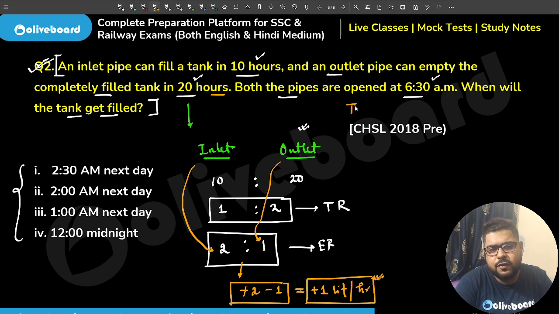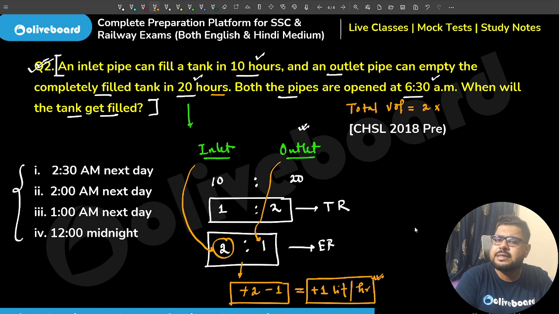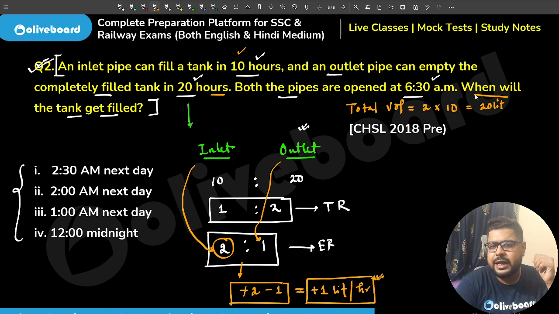What is the total volume over here? Total volume of the tank. Total volume of the tank will be, sir, if I take it from the inlet's point of view, 2 liters the inlet is letting in every hour, and it is taking 10 hours to fill. So total is 20 liters, the volume of the tank.